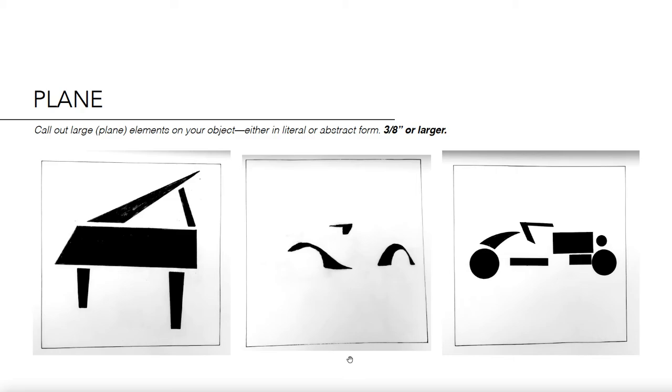Here, these are two examples of the car. We've got a literal interpretation of the planes and an abstract interpretation of the planes, all right? So it's kind of nice to see those two right next to each other.